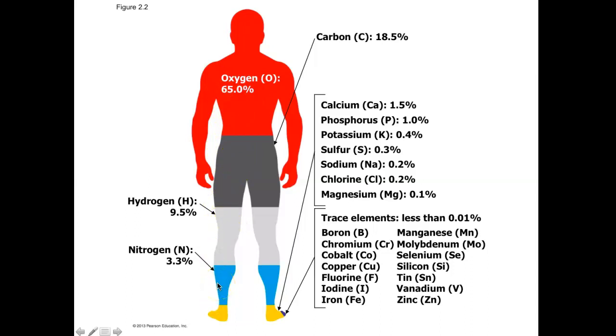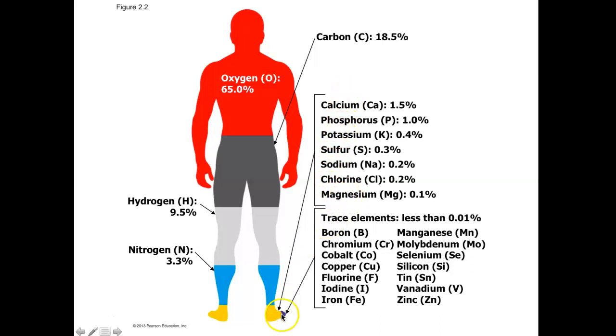I like to put this word together, CHON, or you can even go NOCH, whatever, to remember these 4. Carbon, hydrogen, oxygen, nitrogen, CHON. And then what else is our body made of, right? In our foot, this yellow area gives us some other very important elements that make up our body: calcium, phosphorus, potassium, sulfur, sodium, chlorine, magnesium.